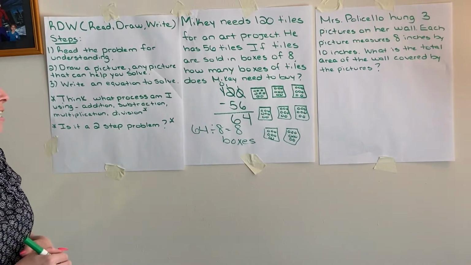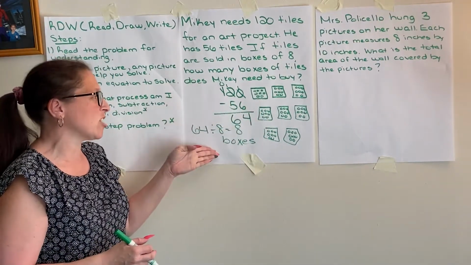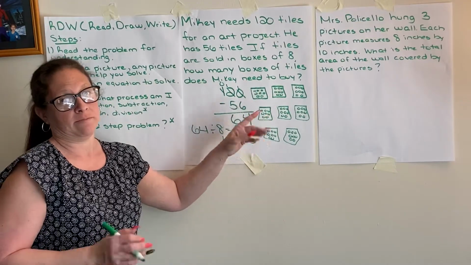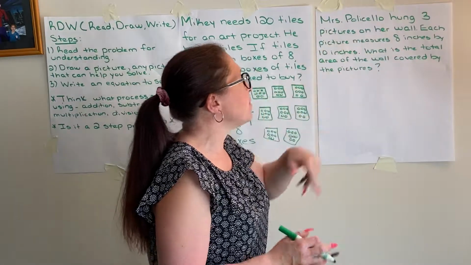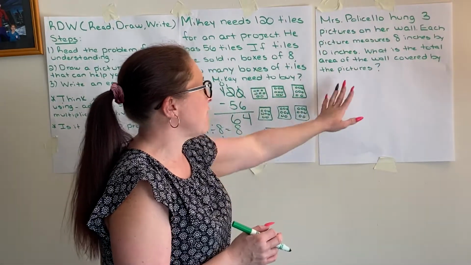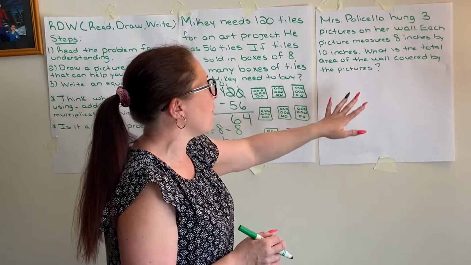Easy enough. Now, I know even for me, the most difficult part sometimes is not even the addition and subtraction, but it's drawing the picture. Right? So let's look at the next problem. Mrs. Policello hung 3 pictures on her wall. Each picture measures 8 inches by 10 inches. What is the total area of the wall covered by the pictures?